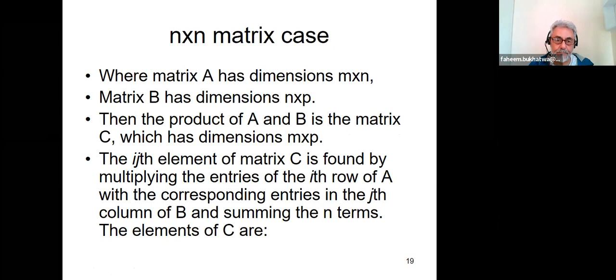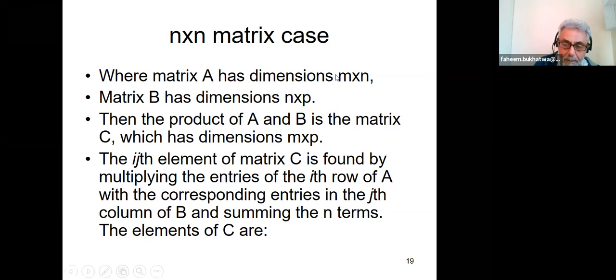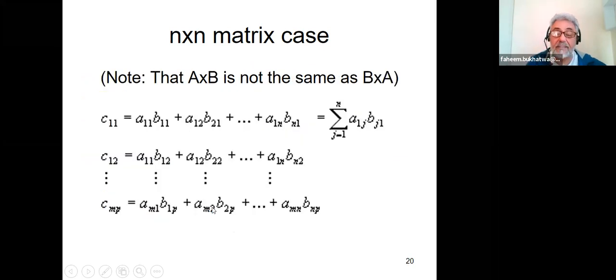So in the general case, where matrix A has a dimension m by n and matrix B has a dimension n by p, you can multiply them, provided the number of columns of the first equals the number of rows of the second. Then the product of A and B is the matrix C, which has a dimension of m by p. So it has the rows of the first matrix and the columns of the second matrix. It's easier to do these things than actually to talk about them.